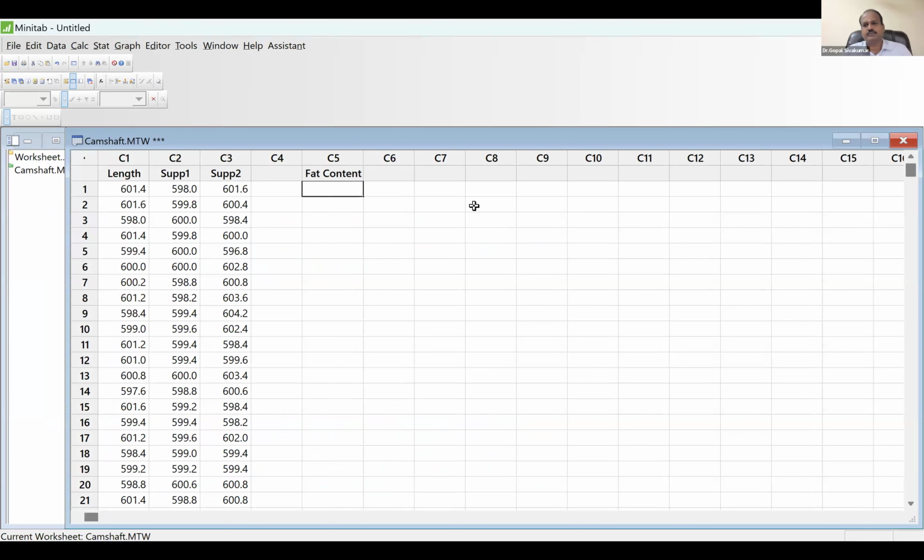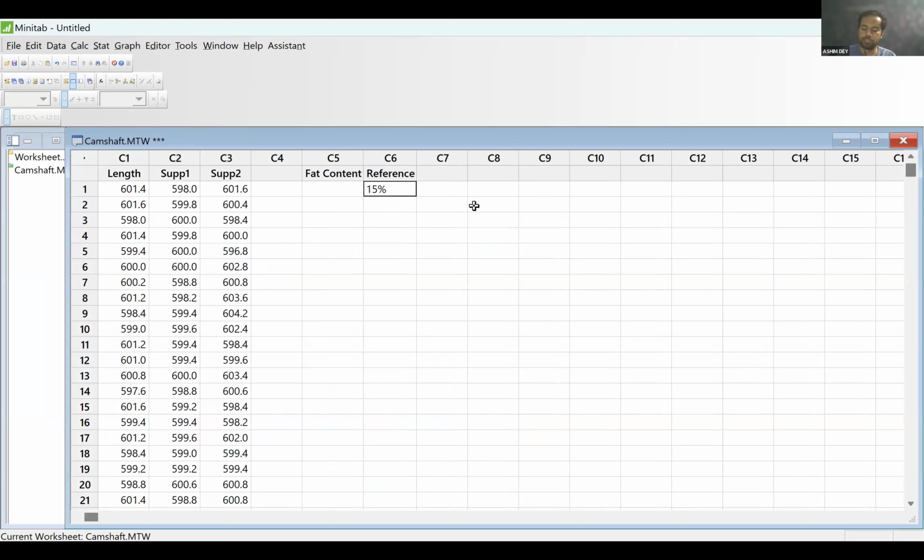Fat content. What is the reference given by the company? 15%. Everywhere they declared 15% is the fat content, on the website, in the product label, wherever. So you wanted to check whether the supplier is really capable of delivering the food product with fat content of less than 15%. So you took some sample of 10 or 15, and all of them will have a reading.